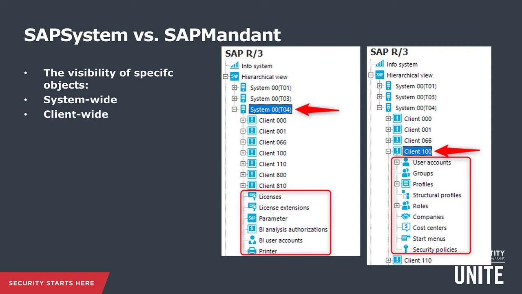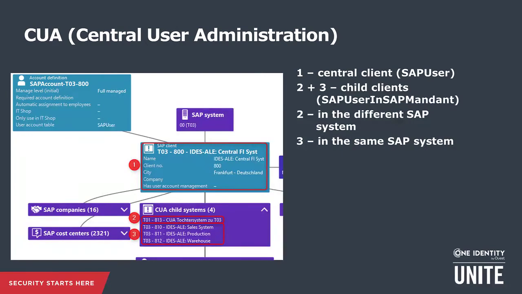there are client-wide objects like user accounts, user groups, roles, and profiles. When we look into the CUA, we will see that the synchronized system is a SAP CUA central client, and it manages 4 CUA child systems. 3 child systems are on the same system. In this environment, the system is T03, and 1 child system is on a different system, here the system T01.